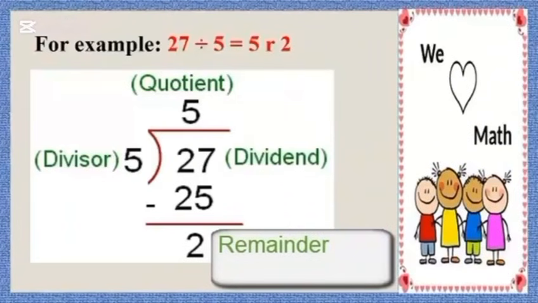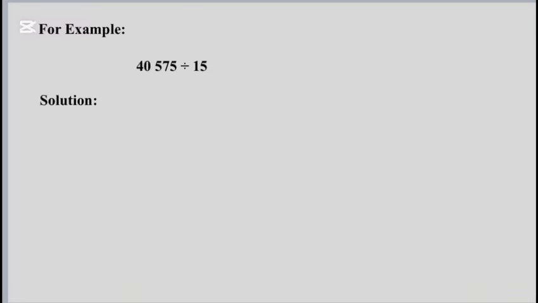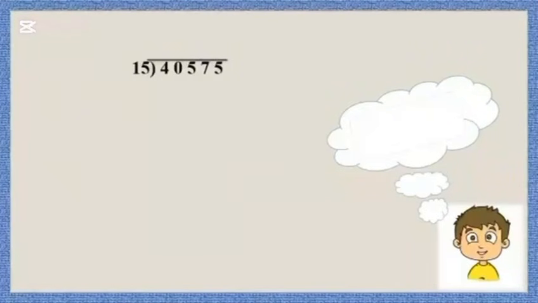Let's understand this with the help of an example. Here, as you can see, students, 27 is called the dividend because this is the number which we are dividing. 5 is called the divisor, which is written on the left side of the dividend. The 5 at the top is called the quotient, which is the result of the division. And the 2 at the last is called the remainder. This is the number that is left over after the division. Now we will solve the example for division. Solve this by long division.